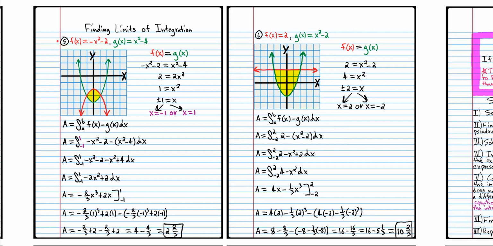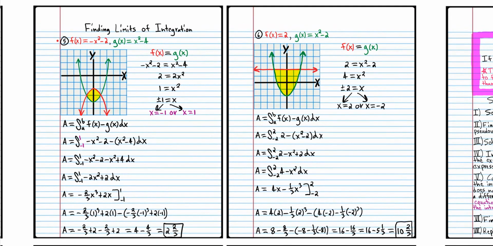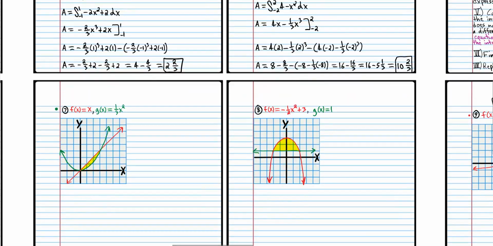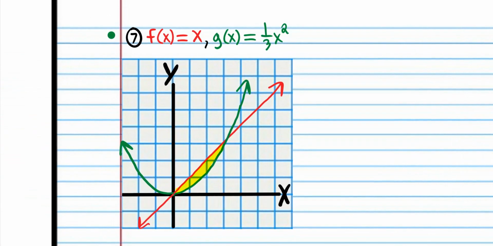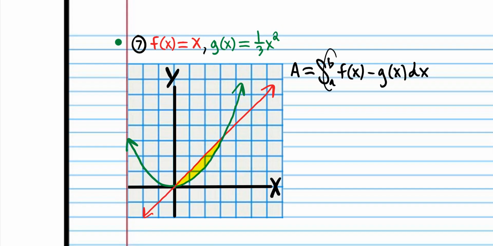Okay, so now it's time for you to try. Get a picture of these two problems, and I want you to try number 7. We're going to use the same formula. The area of that shaded yellow region is the integral of the function whose graph is above minus the function whose graph is below, from a to b. So try number 7.